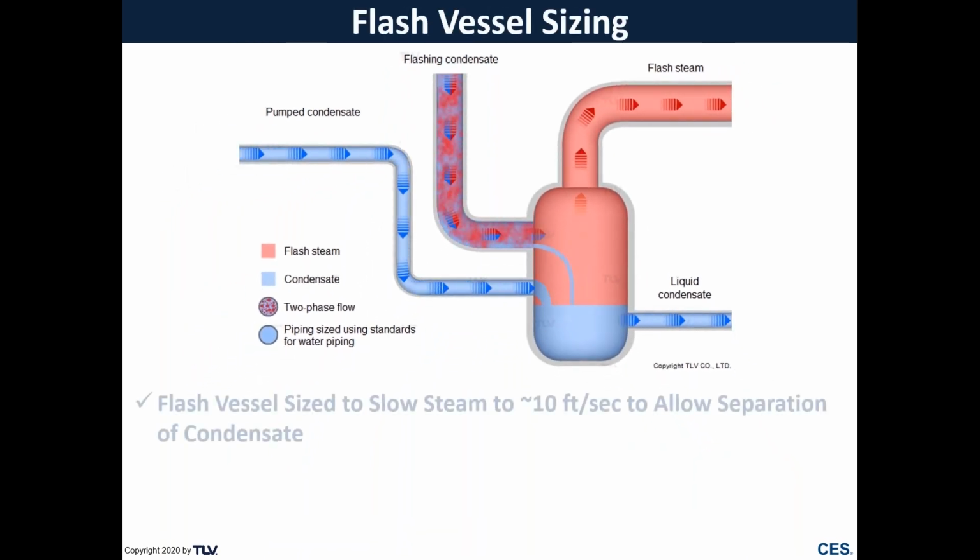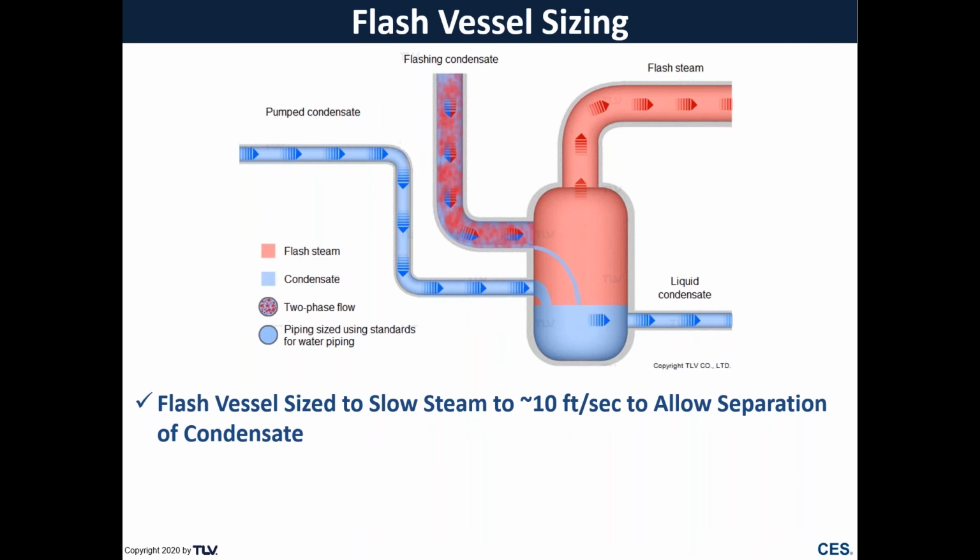So a quick look at sizing for a flash vessel. The goal here is to slow the velocity enough to allow for separation of the condensate and the flash steam, or to slow it enough for the condensate to fall out from the flash steam.